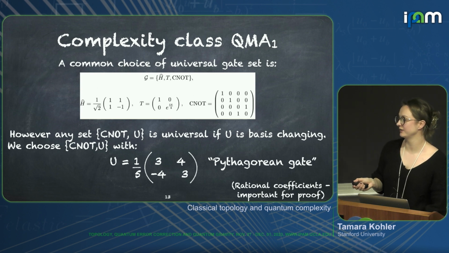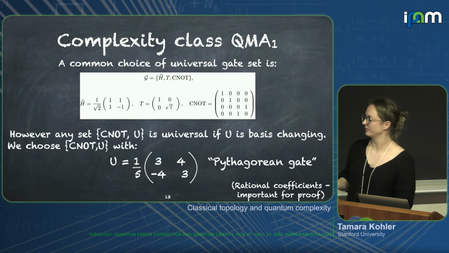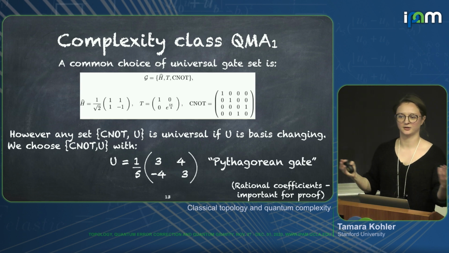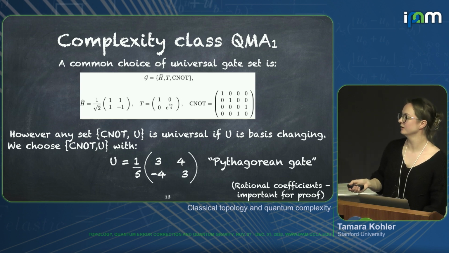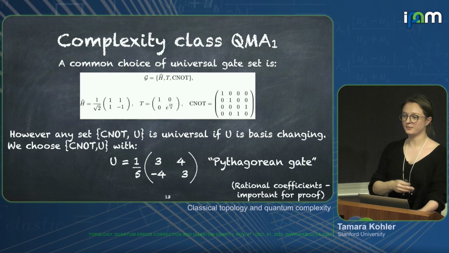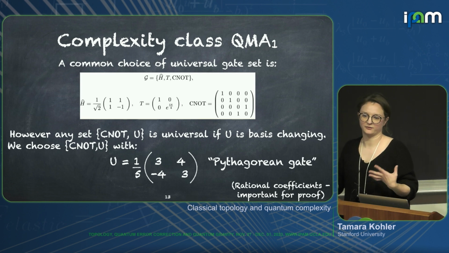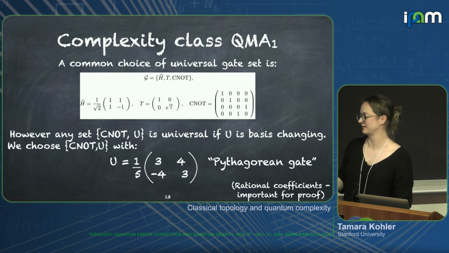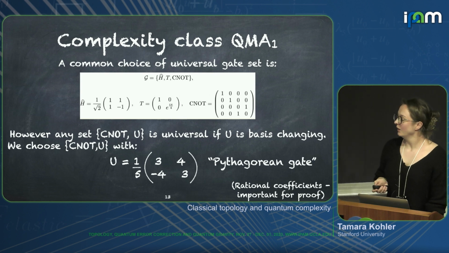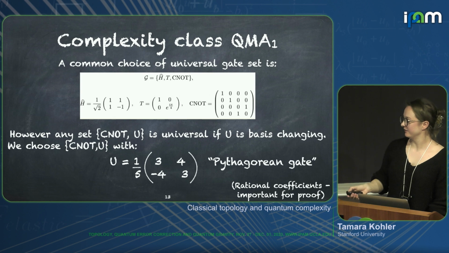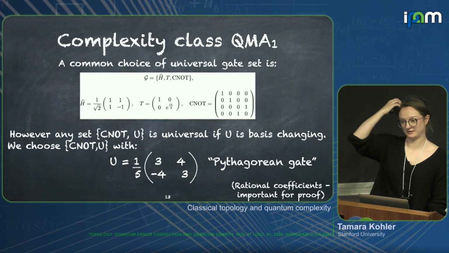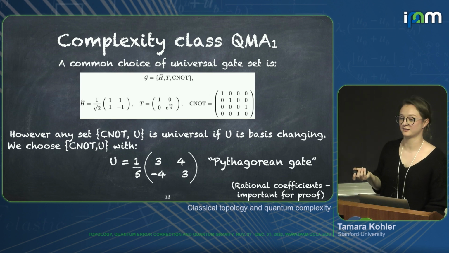Instead, we're going to use a different gate set, which uses the CNOT gate and the Pythagorean gate. It's called the Pythagorean gate just because any choice of Pythagorean triple will define such a gate, and any choice of Pythagorean triple would work equally well for our proof, but this is just the simplest one to choose. Okay, and the key thing for us is that all the coefficients in these gates are rational.